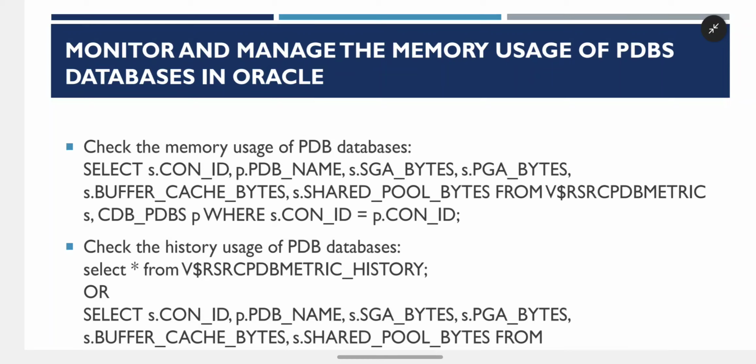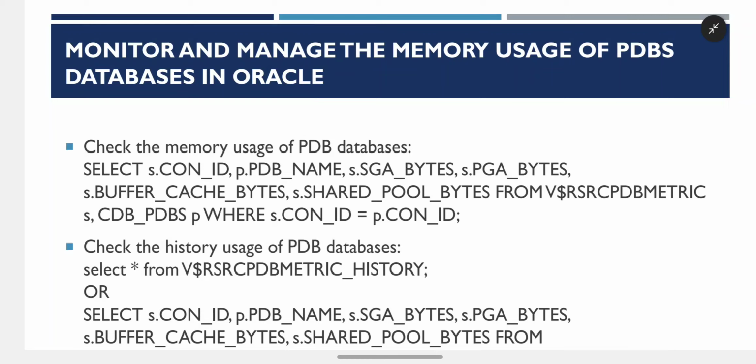You have to run the query which is written here: select s.con_id, p.pdb_name, s.sga_bytes, s.pga_bytes, s.buffer_cache_bytes, s.shared_pool_bytes from v$rsrcpdb_metric, its alias will be s, and then cdb_pdbs, its alias will be p, where s.con_id equals p.con_id. Con id means container id.